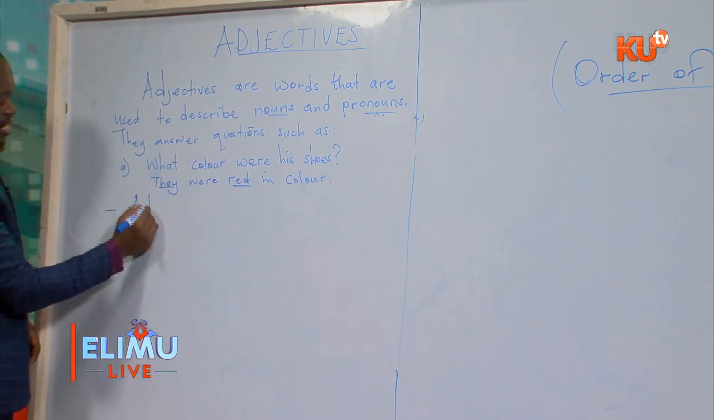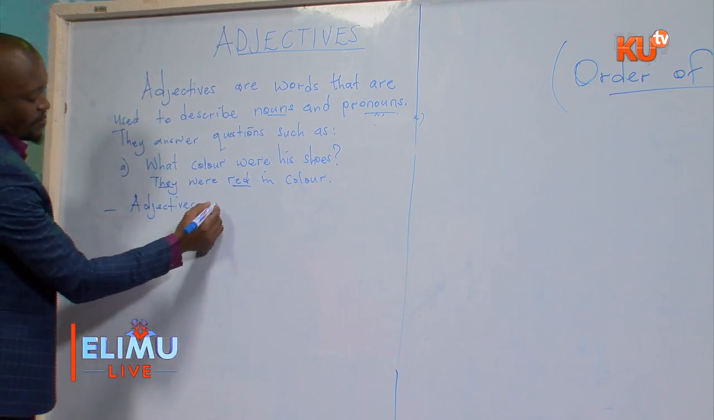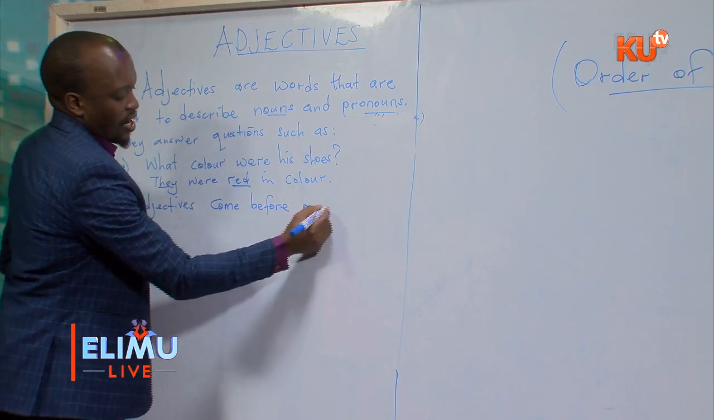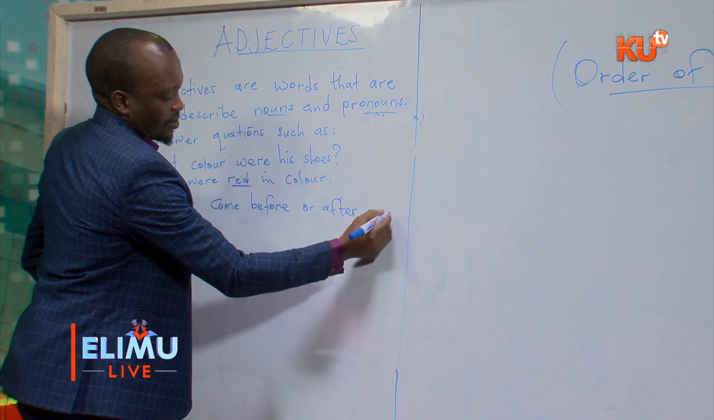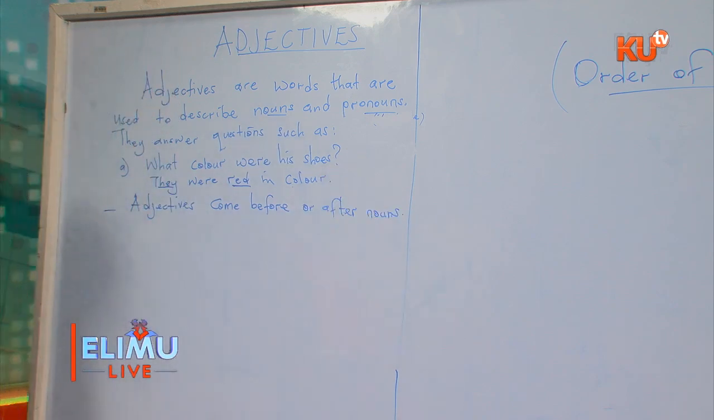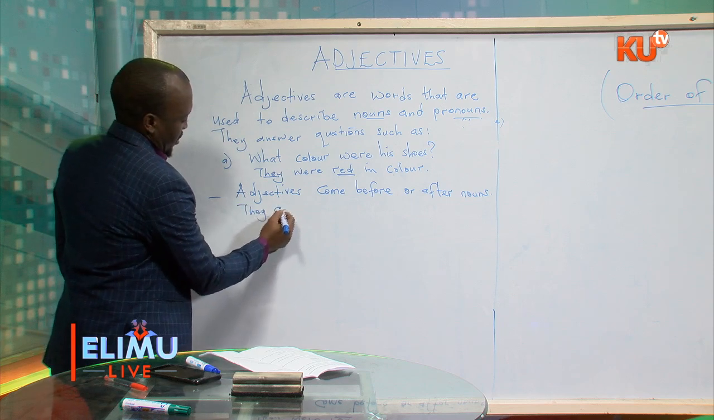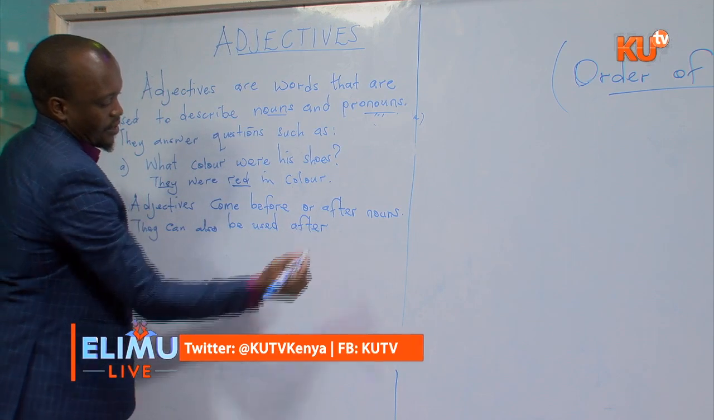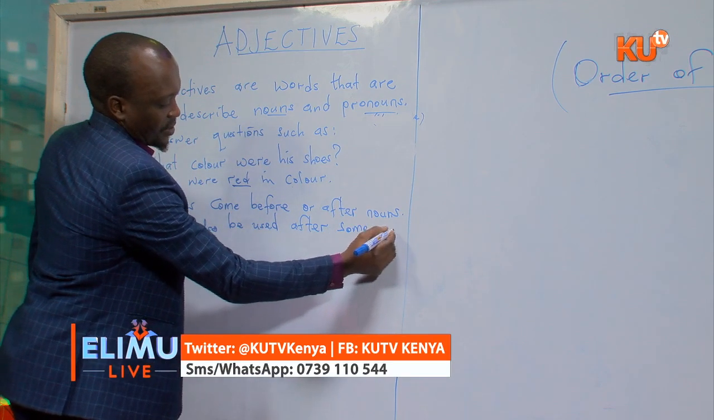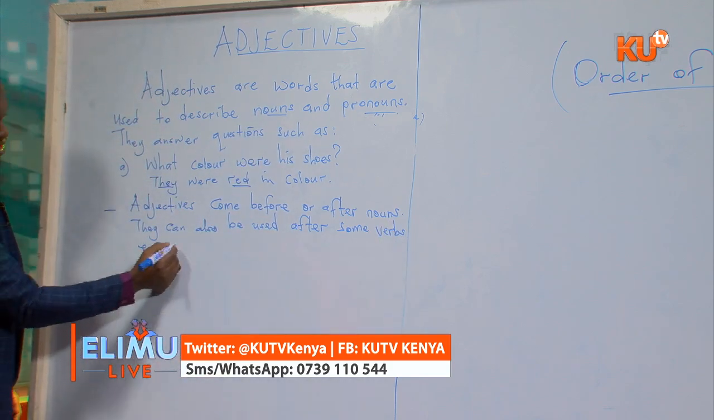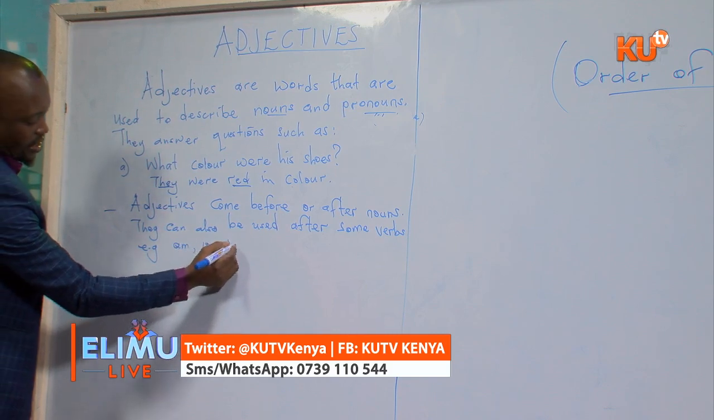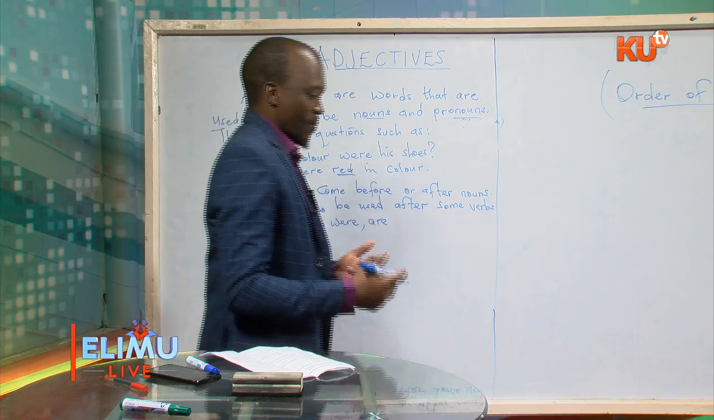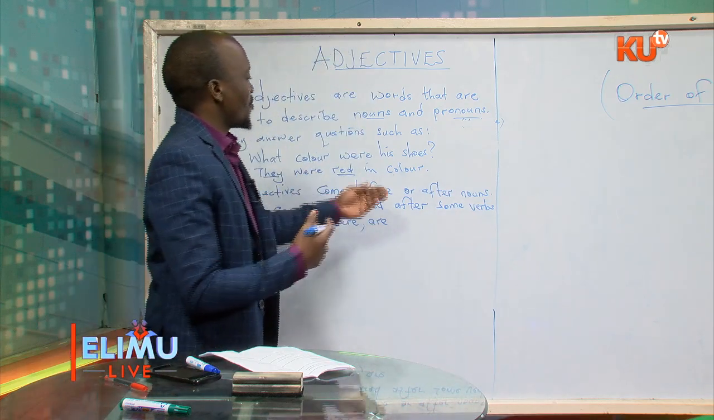Some adjectives come before or after nouns. They can also be used after some verbs, such as, for example, am, is, were, are. Adjectives can also be used after a verb or after a noun. Adjectives can be used before or after a noun.